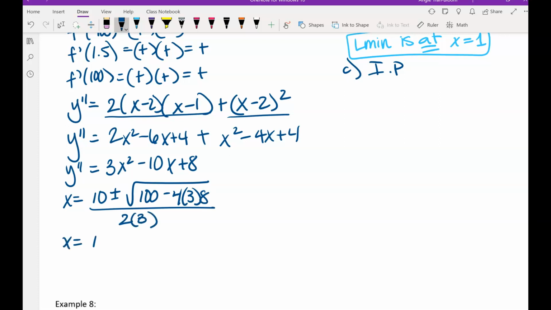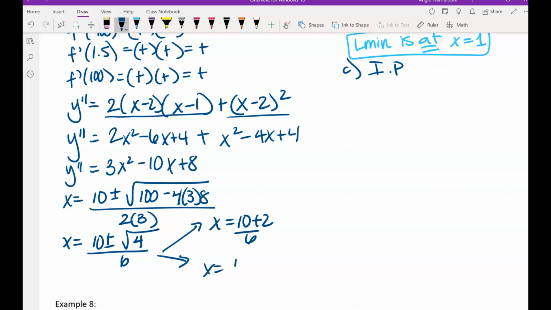So this is going to be 10 plus or minus. Under the radical, it's going to give me 4 over 6. That's not too bad. So x is going to be 10 plus 2 over 6, or x is going to be 10 minus 2 over 6. This will give me 2. And this is going to give me 4 over 3.